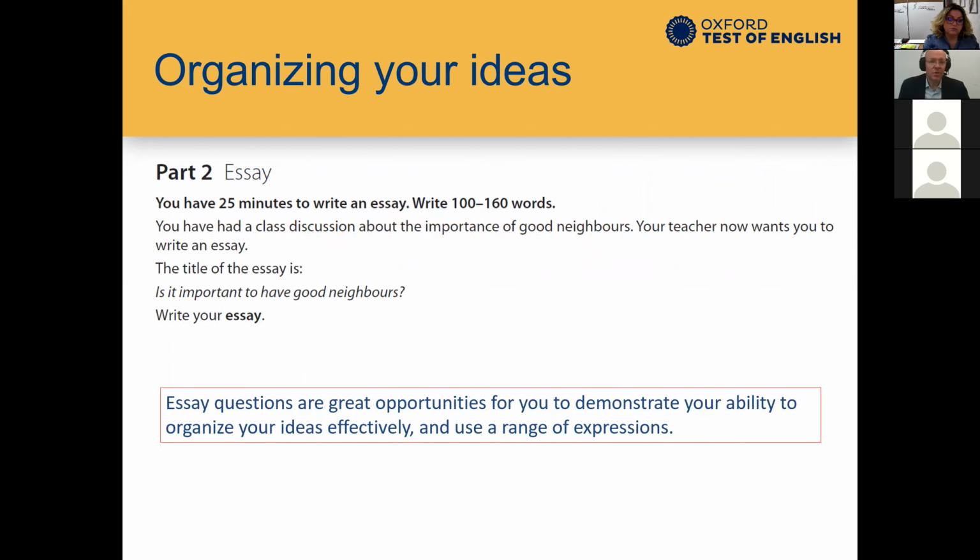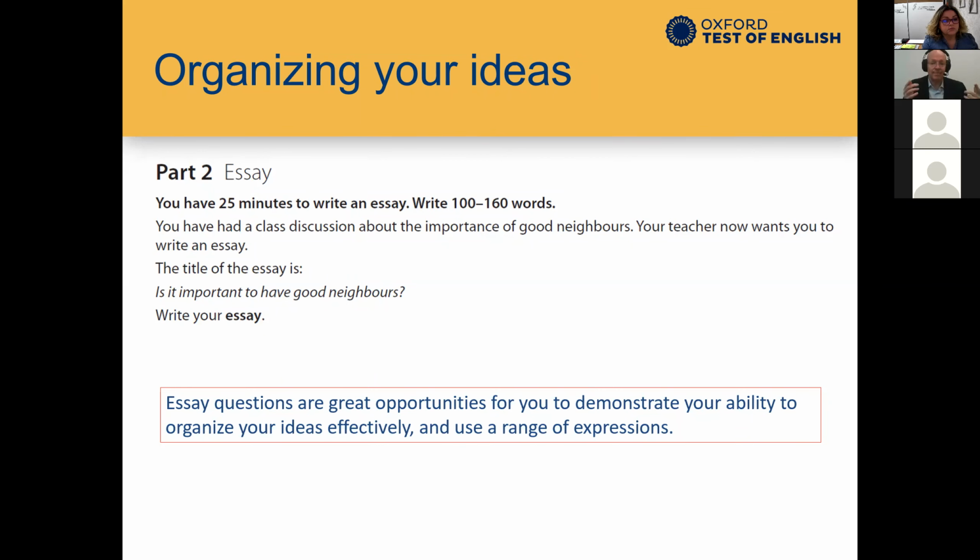So let's try this with another example, organizing your ideas. And here is another example. Part 2, essay. You have 25 minutes to write an essay, write 100 to 160 words. You know that. And here is a concrete example. You have had a class discussion about the importance of good neighbors. Your teacher now wants you to write an essay. The title of the essay is: is it important to have good neighbors?